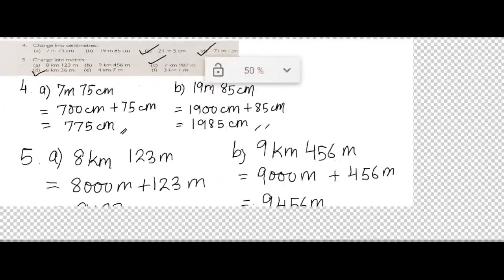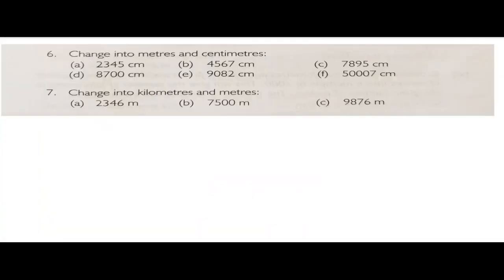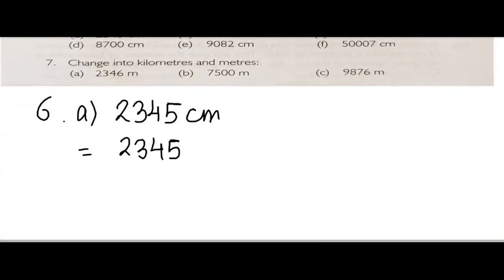So in this way you will do this sum. Number F you will do as your home assignment. Okay. Now let us move to number 6, children. Change into meters and centimeter. Okay, so this is a little bit different, children. The length is given in centimeter. You have to change into meter. So if you divide 2345, we know that 100 centimeter equals 1 meter.